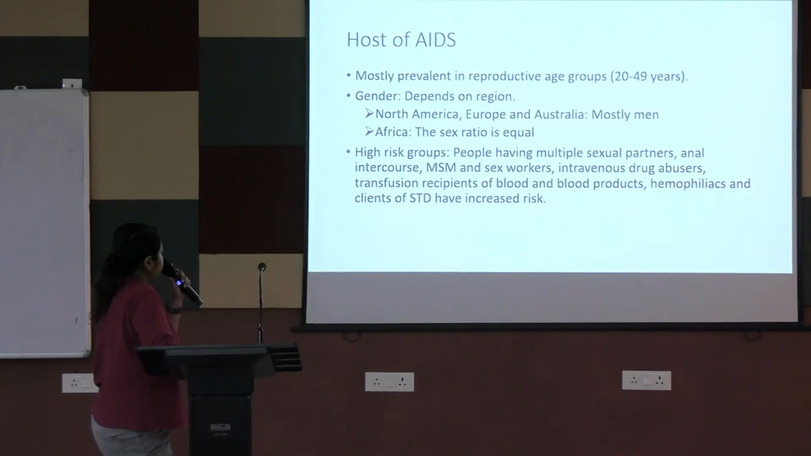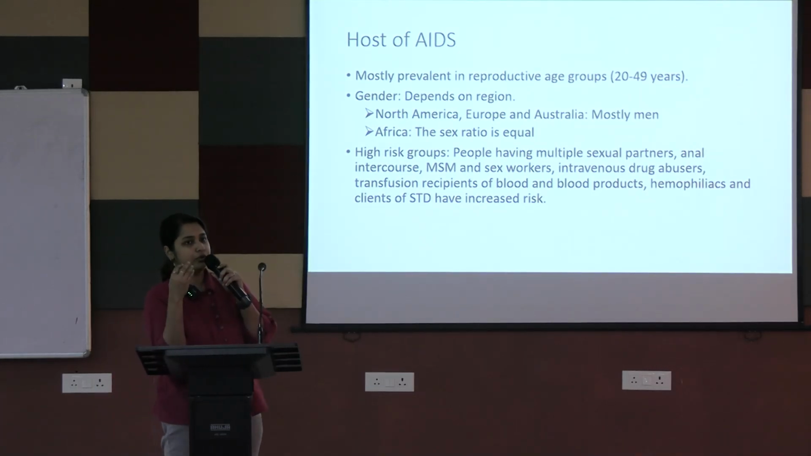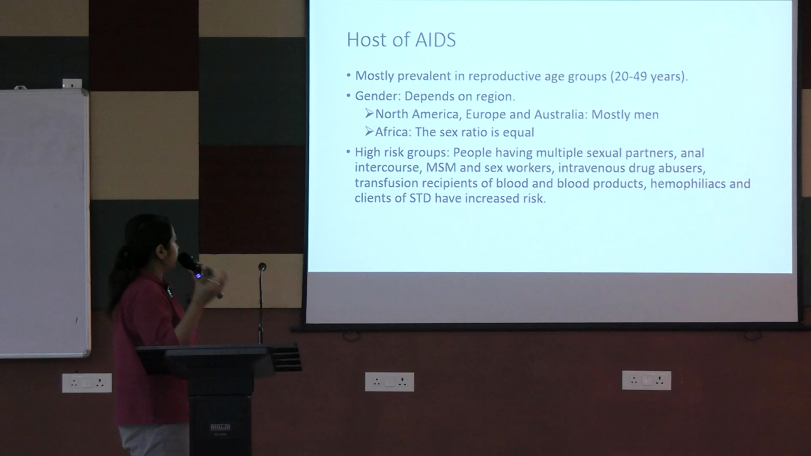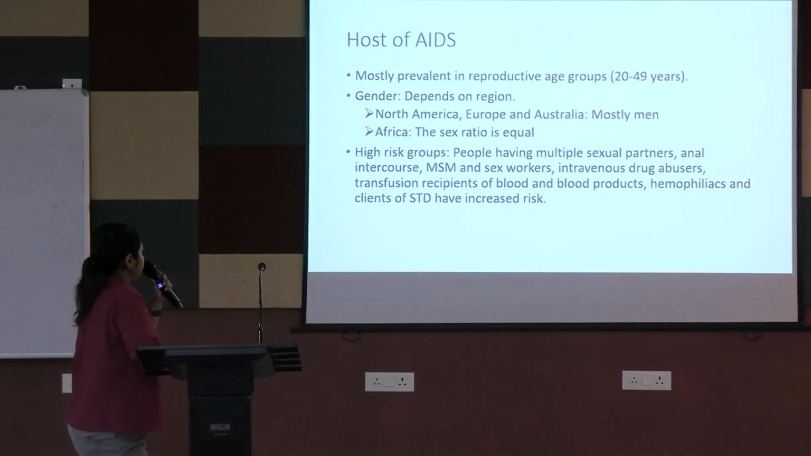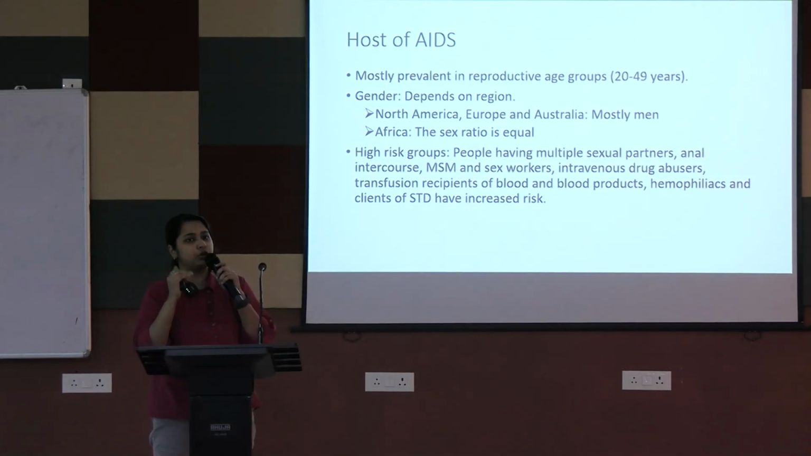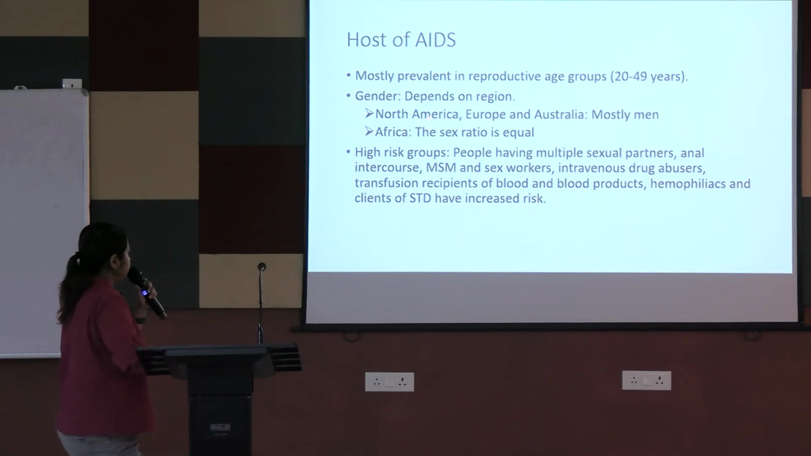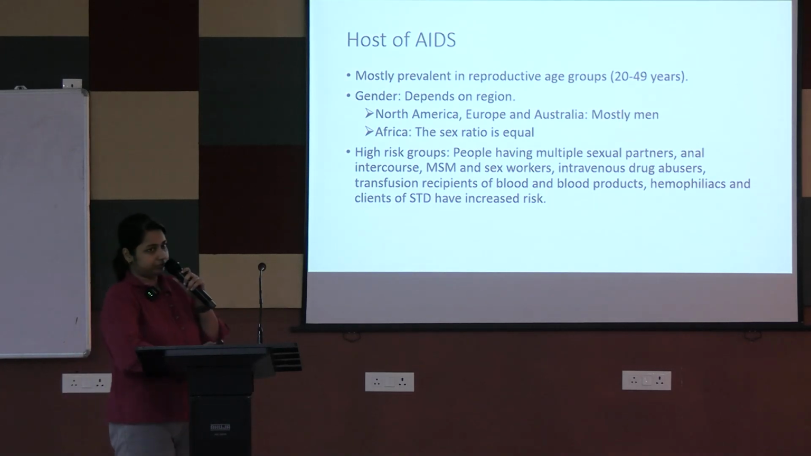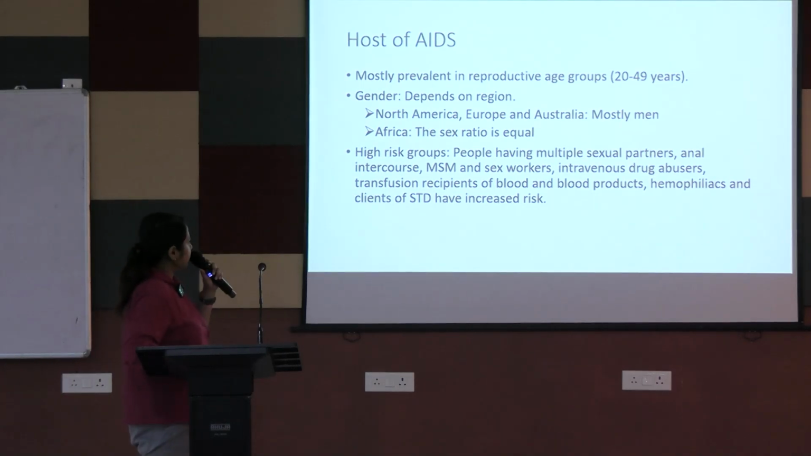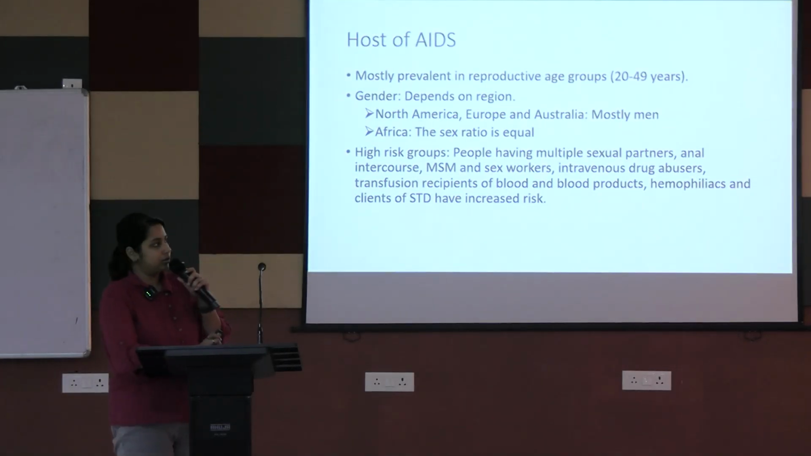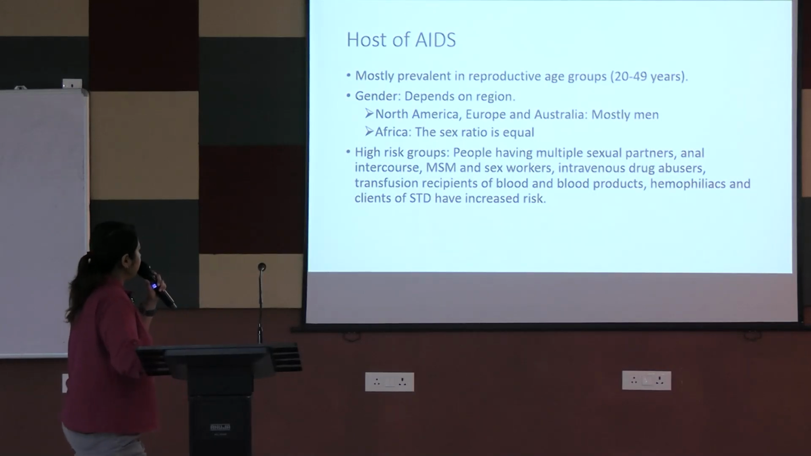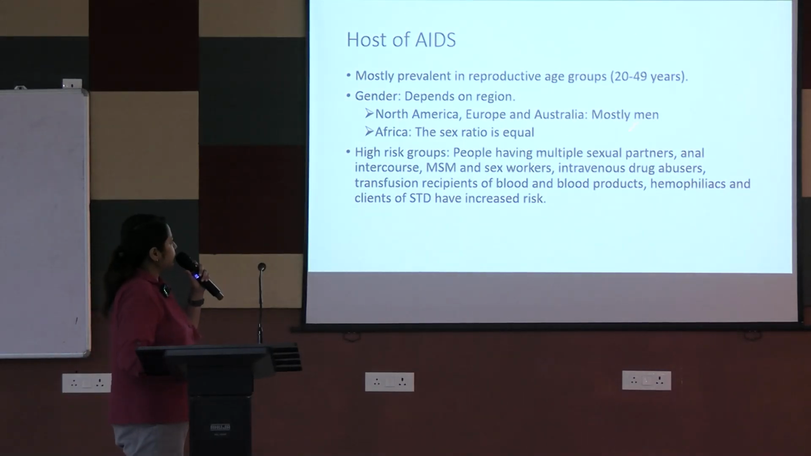Host of AIDS: mostly prevalent in reproductive age groups, that is 20 to 49 years. The gender in which it is more prevalent depends on the region where the HIV virus is found. If it is in North America, Europe, Australia, it is found mostly in men. And in Africa, the sex ratio is equal. Even in Asia, it is mostly men in the HIV population.